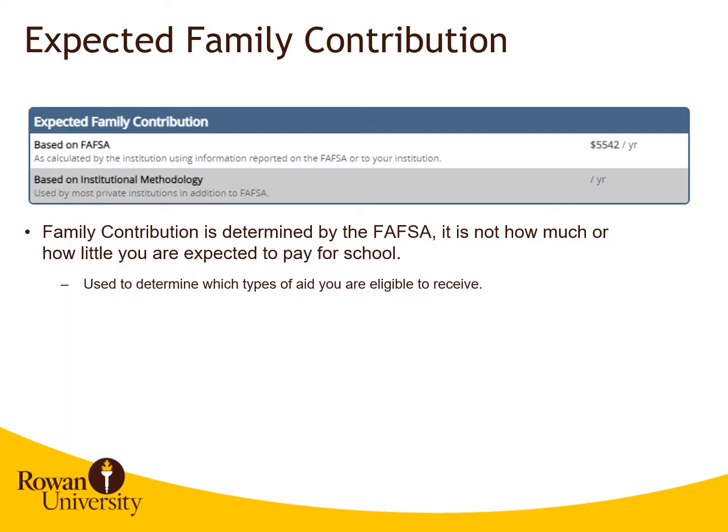This first area here shows the expected family contribution. Here in financial aid, we call this the EFC. The EFC is determined by the FAFSA. It takes into consideration the answer to every question provided, and it computes this number for us. This number is not how much or how little you're expected to pay for school. It's actually used for us to determine the amounts and which types of aid programs a student qualifies for.